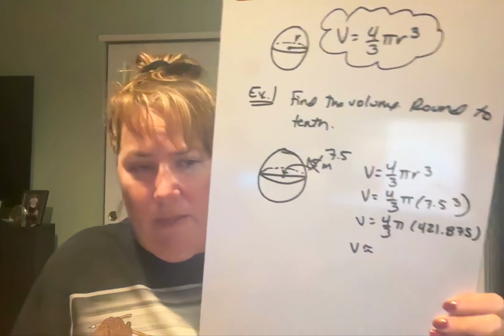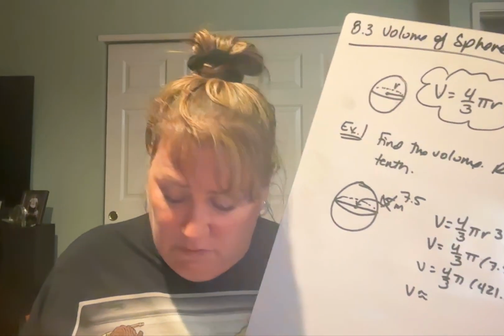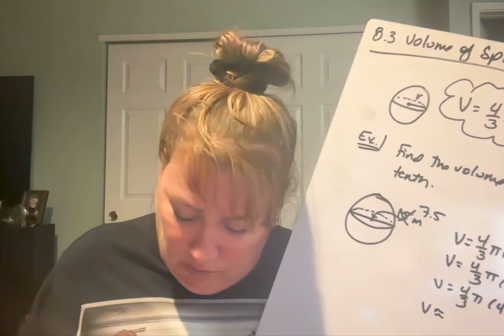Okay. Now multiply this all out. So here we go. 4/3, 4 ABC 3 times pi times 421.875. Whoa, I'm going to read backwards. 1,767.14, blah, blah, blah. Okay. So 1767.14, blah, blah, blah.